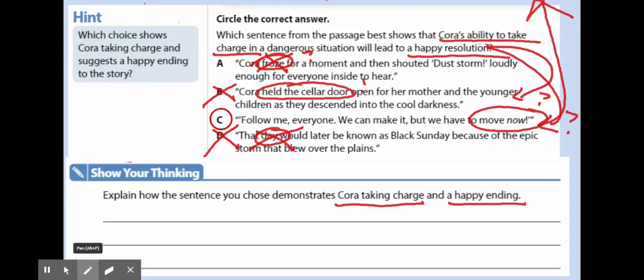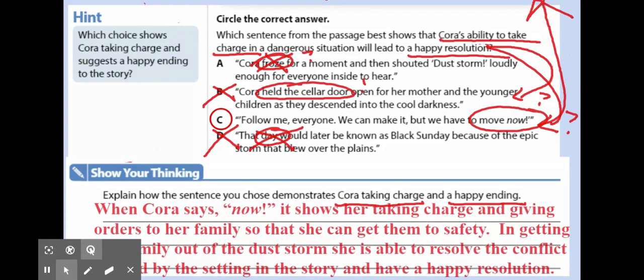And I'm going to give you a second to pause the video and write your own answer. And after you've written your own answer, you can unpause the video, and I'm going to show you mine, which is right here. When Cora says now, it shows her taking charge, giving orders to her family so that she can get them to safety. And by getting her family out of the dust storm, she is able to resolve the conflicts created by the setting in the story and have a happy resolution.